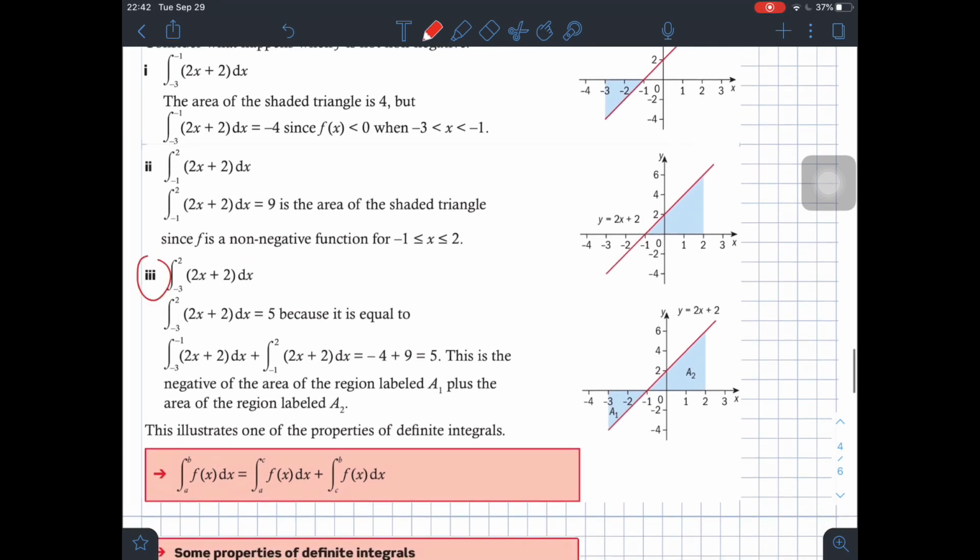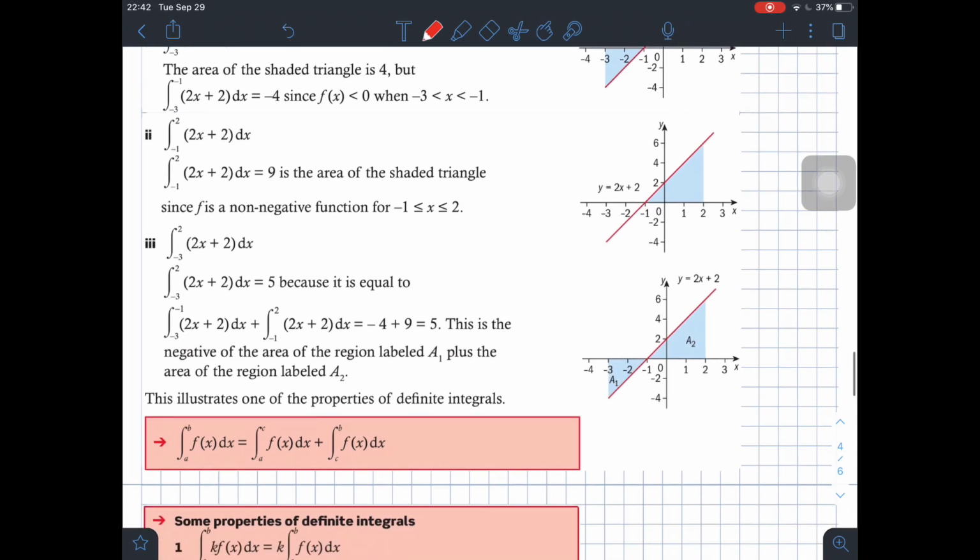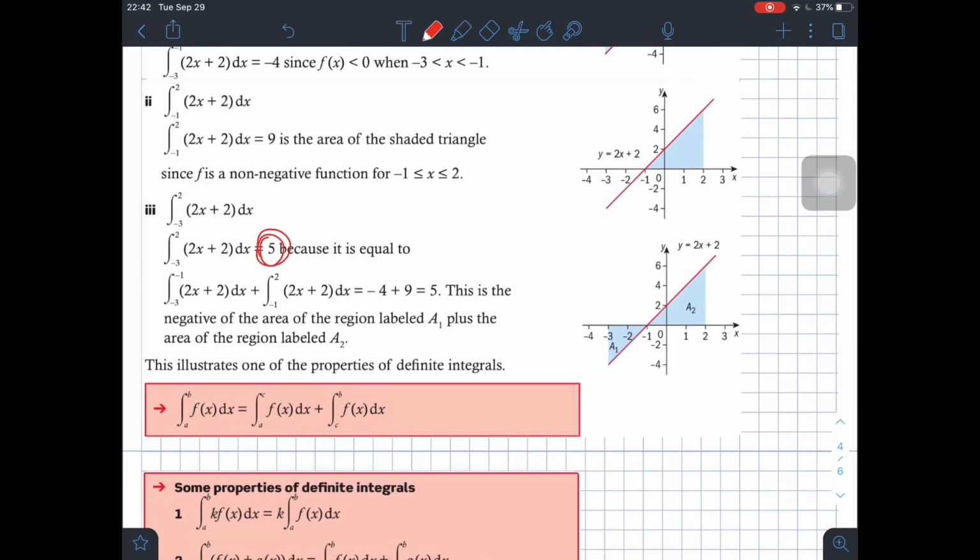Then for part 3, it says, what if I find the integral from -3 to 2? -3 to 2 would be from this value over here to this value over here. So we're going to be finding two areas, this one over here and this one over here, at the same time. And pay attention to this part. It says, if I find that integral from -3 to 2, we get as a result 5. If you use the calculator, you would see that you would get as a result 5.